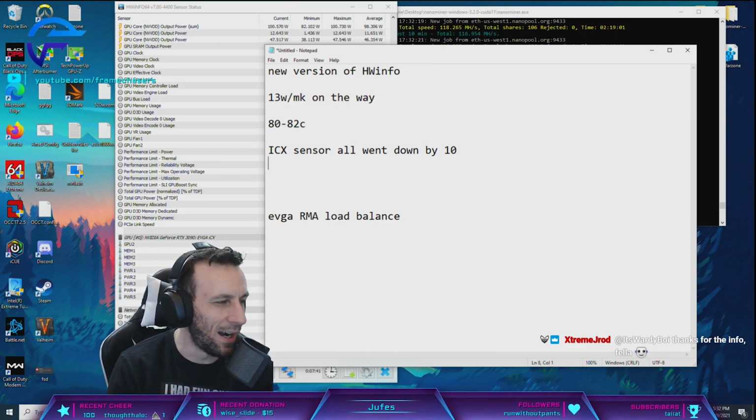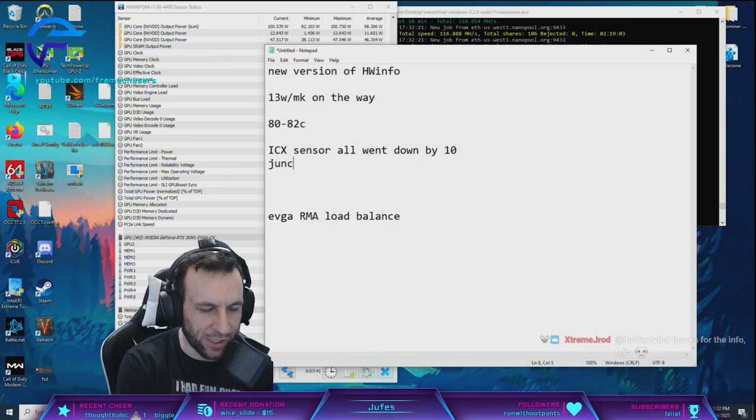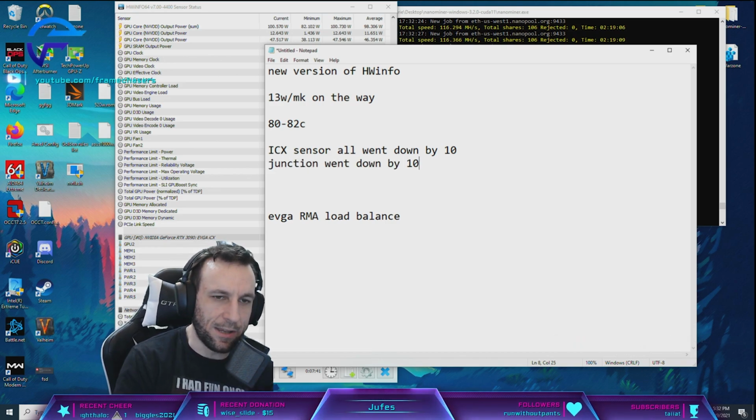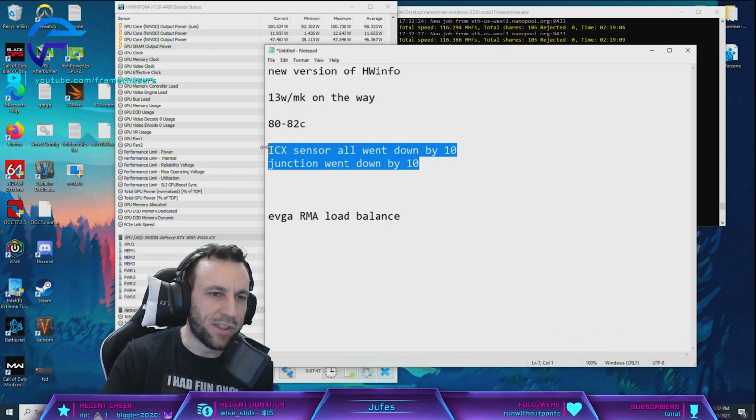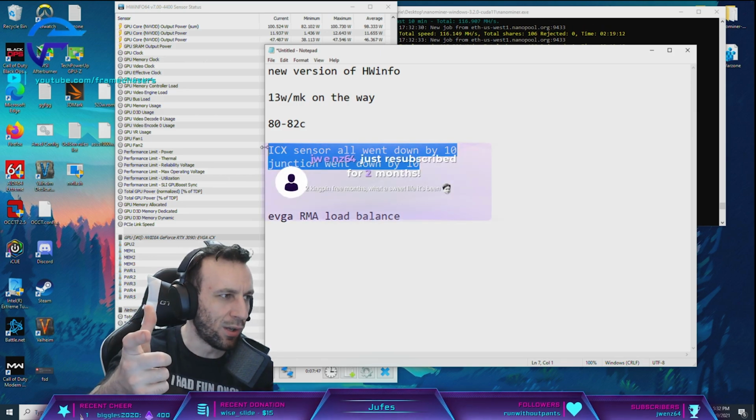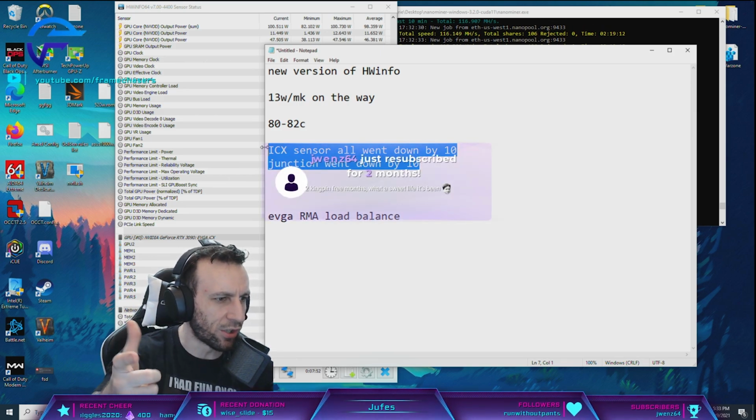And then junction went down by 10. So these seem to go up and down directly correlated with each other. Do you know what I mean?